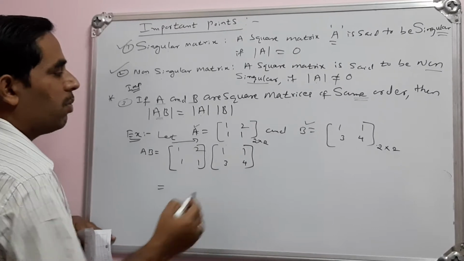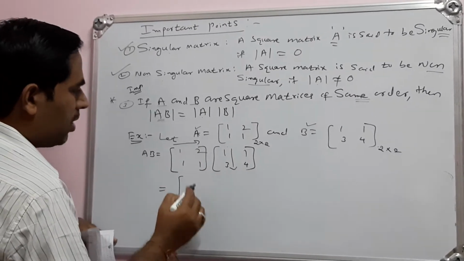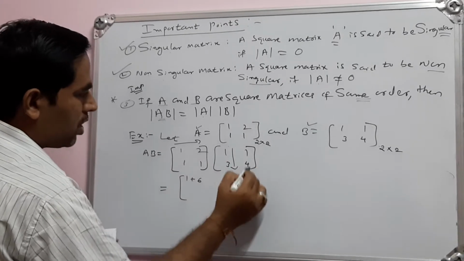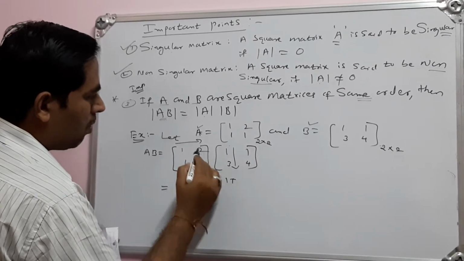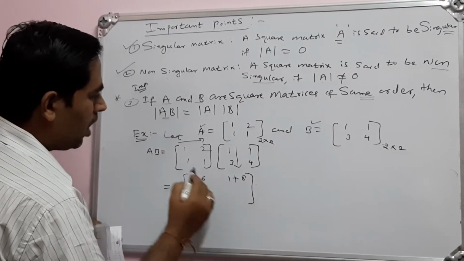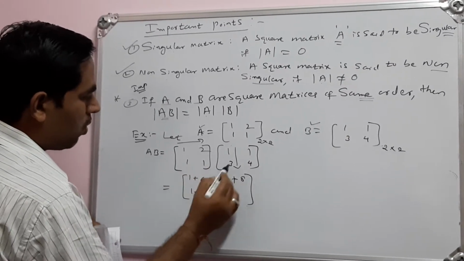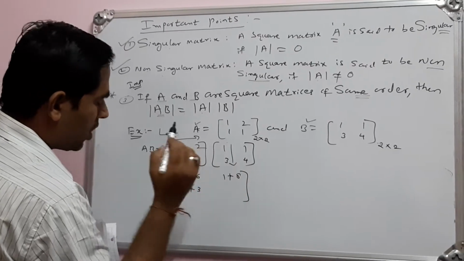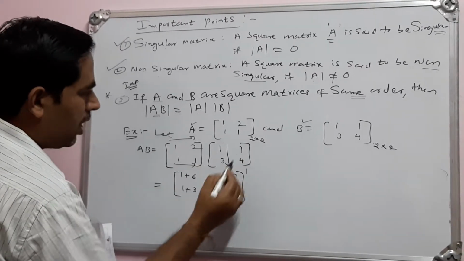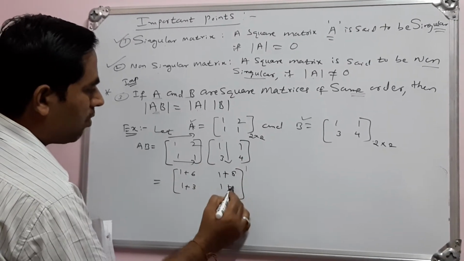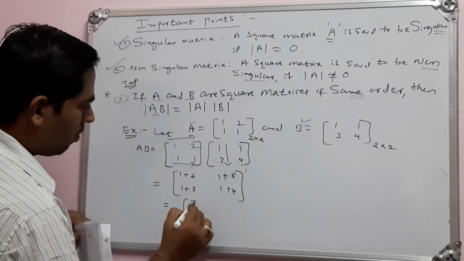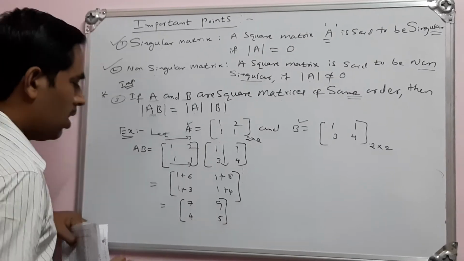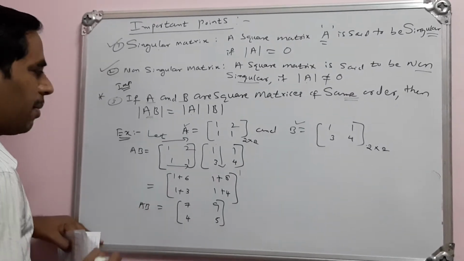We start with the row and consider the elements of the column here. 1 into 1, 1, plus 2 into 3, that is 6. Then first row, second column: 1 into 1, 1, plus 2 into 4, that is 8. Then 1 into 1, 1, plus 1 into 3, that is 3. Second row, first column is over, second row, second column: 1 into 1, 1, plus 1 into 4, 4. So that is 1 plus 6, 7, this is 9, 4, this is 5. So this is the product AB.